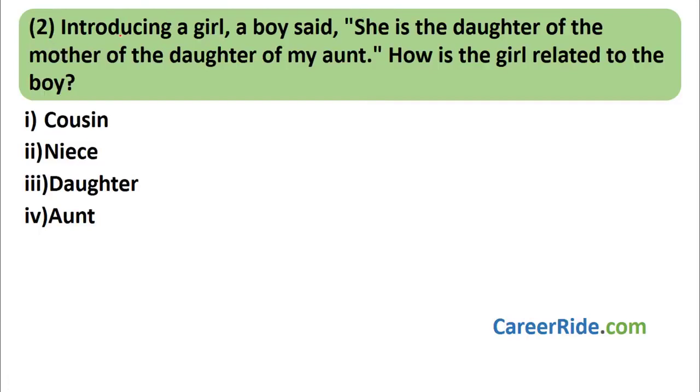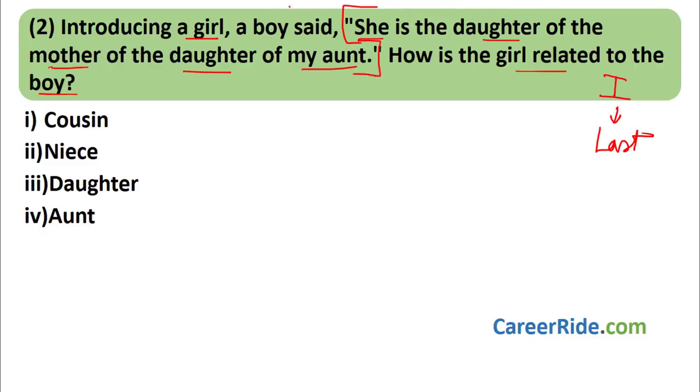Question number 2. Introducing a girl, a boy said, she is the daughter of the mother of the daughter of my aunt. How is the girl related to the boy? Again, very easy. We have seen these kind of sums. This is the first category where we trace from the last. What is the sentence? She is the daughter of the mother of the daughter of my aunt.